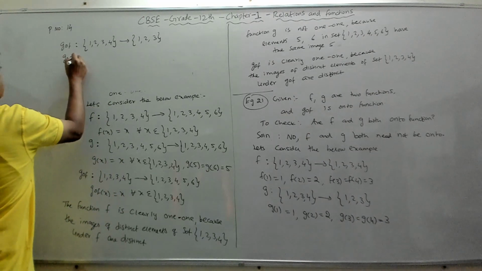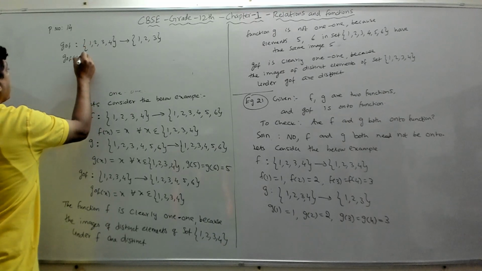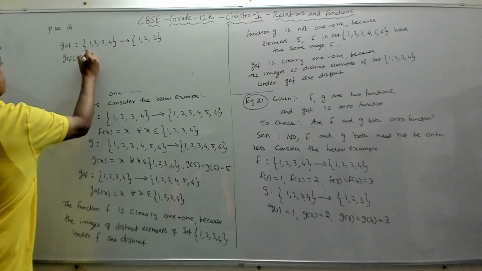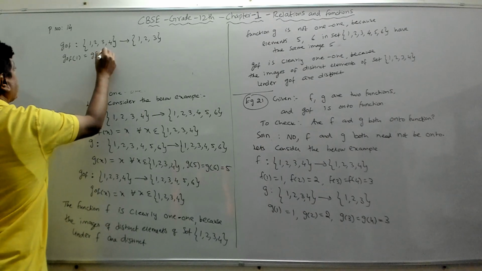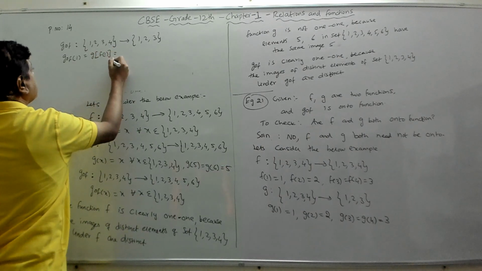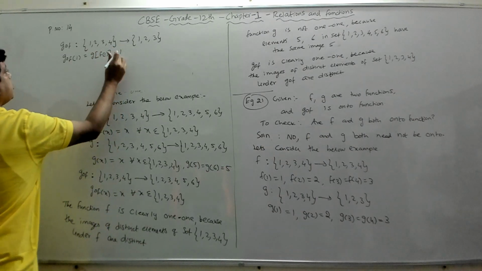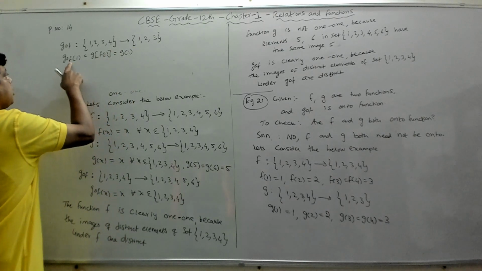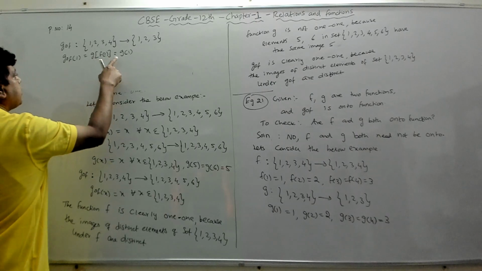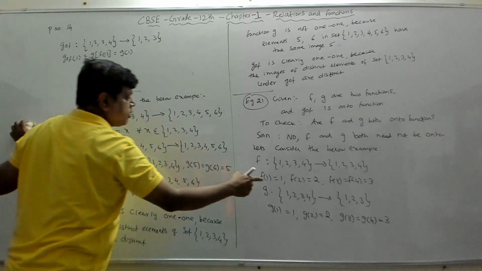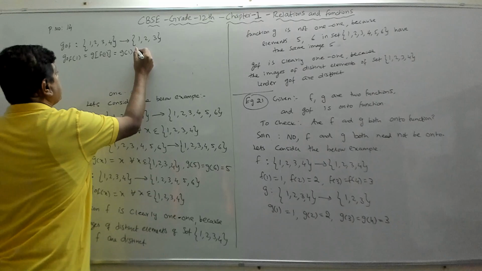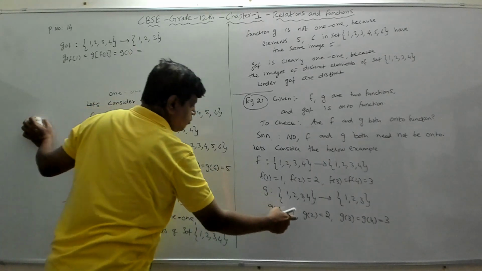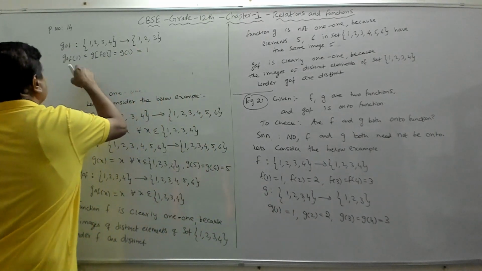And what is our g of f? Let's find it for 1. 1 goes to where? 1 goes to 1. That will be equal to g of f of 1, that is equal to g of 1, because f of 1 is 1. What is g of 1? g of 1 is 1. So here also 1 goes to 1.